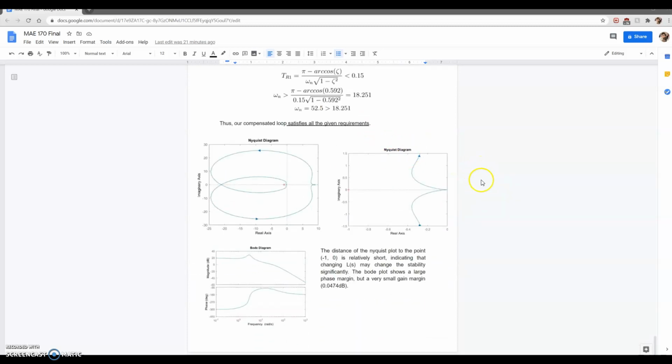And then lastly, I have here the Nyquist diagrams. On the left is the full one, and on the right zoomed in onto point -1. This distance is still rather short, so the system is pretty sensitive to changes in the loop system. And on the Bode diagram, the gain margin is 0.0474 decibels, which is really small compared to the phase margin of about 69 degrees that we have. So it's sensitive.